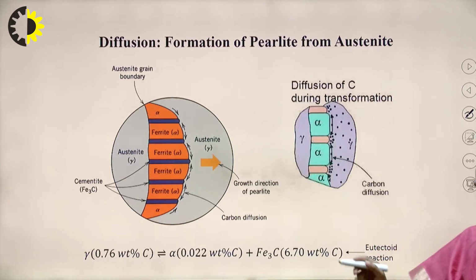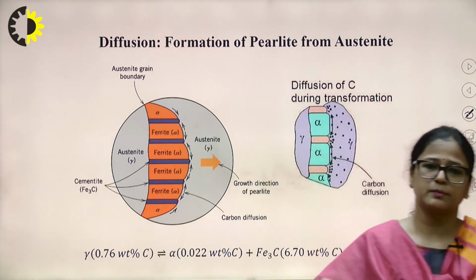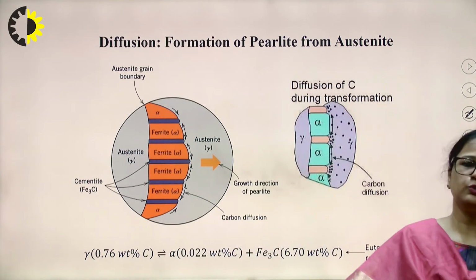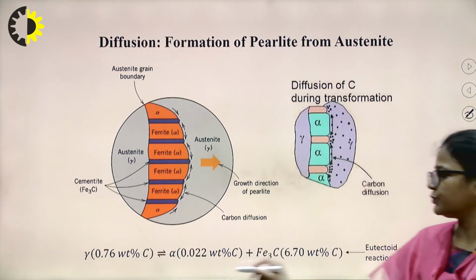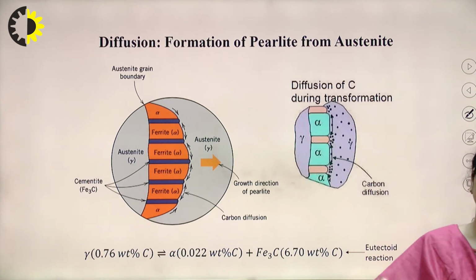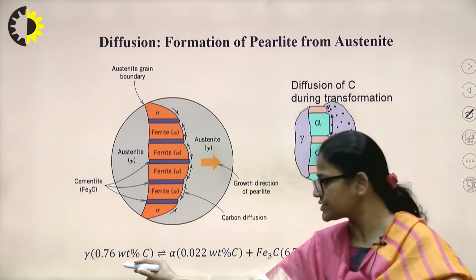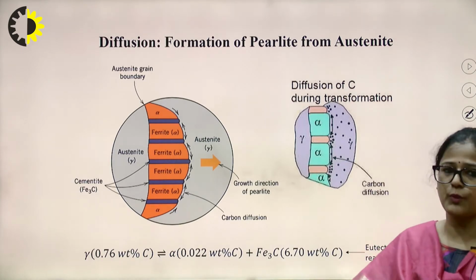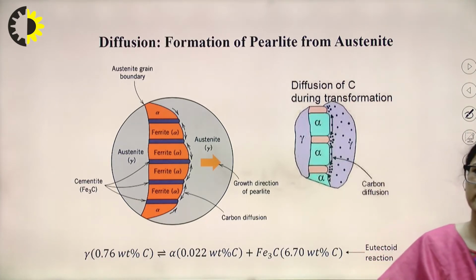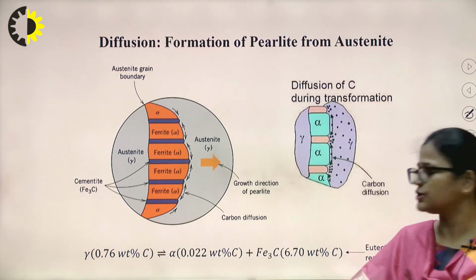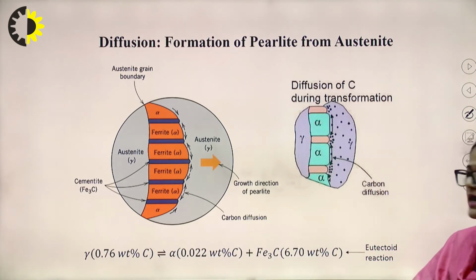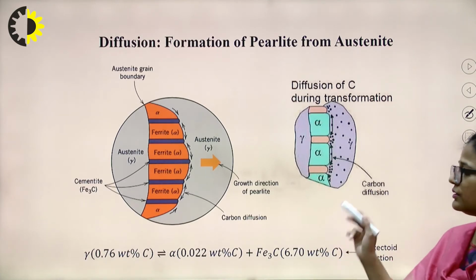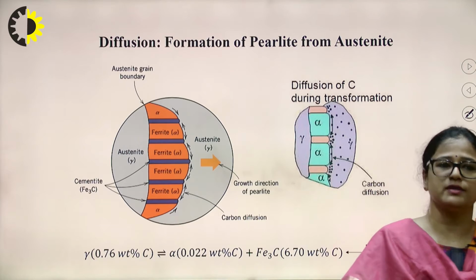As we have seen with the eutectoid reaction in the iron carbon diagram in lecture 1, austenite below the eutectoid isotherm line converts into two different solids. One is ferrite and one is cementite. This is the reaction we already know, where gamma is the austenite, which has a weight percent of carbon of 0.76, alpha is the ferrite, which has a carbon concentration of 0.022, and Fe3C has a carbon content of 6.7 weight percent. So this transformation is a diffusion assisted transformation.